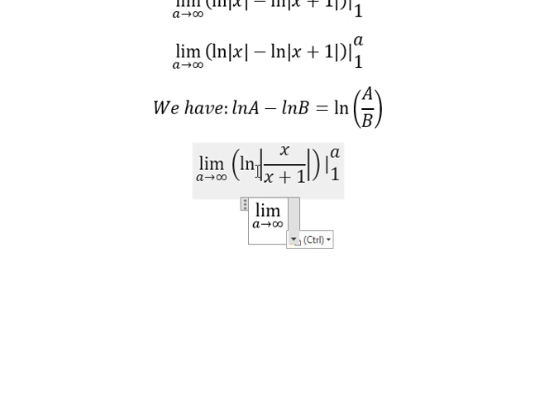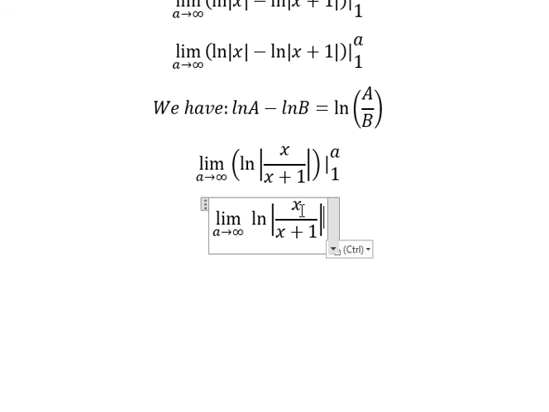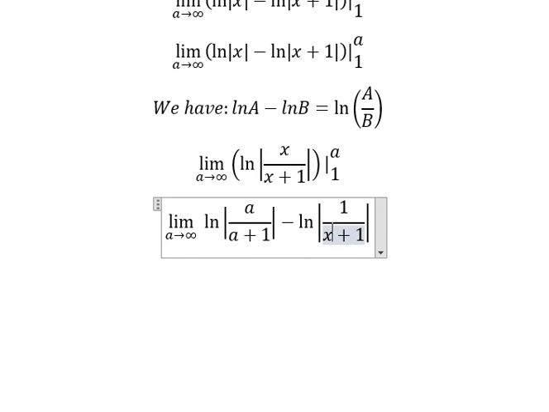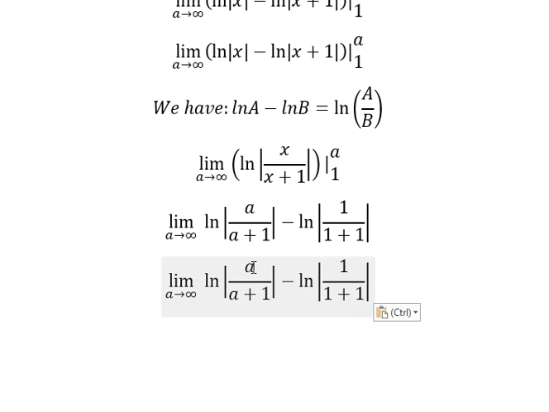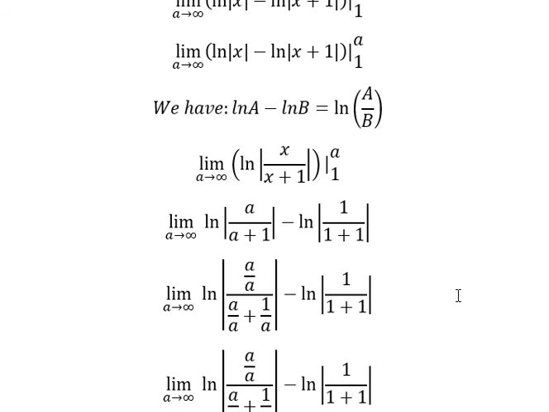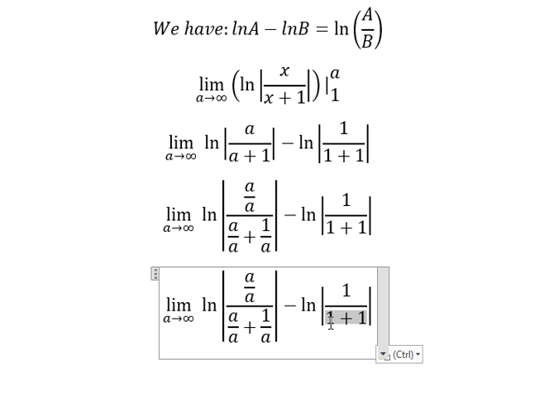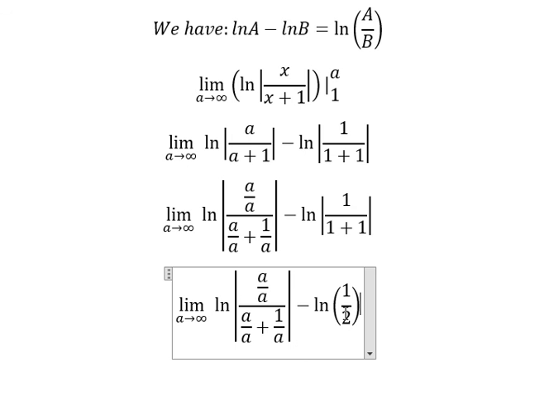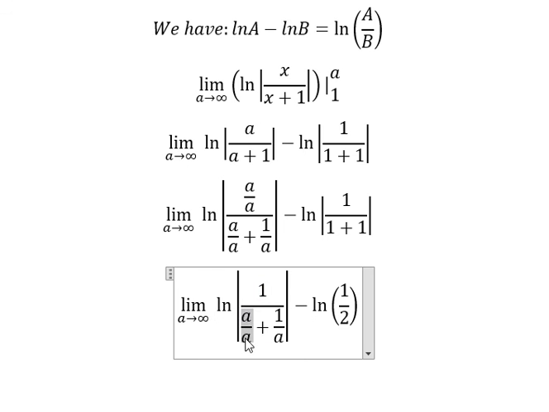We put a here. Minus, we put number 1 here. So for this one, we divide both sides by 8. This one is about number 2. We have ln of number 1 over 2. So this one we have 1, this one we have 1.